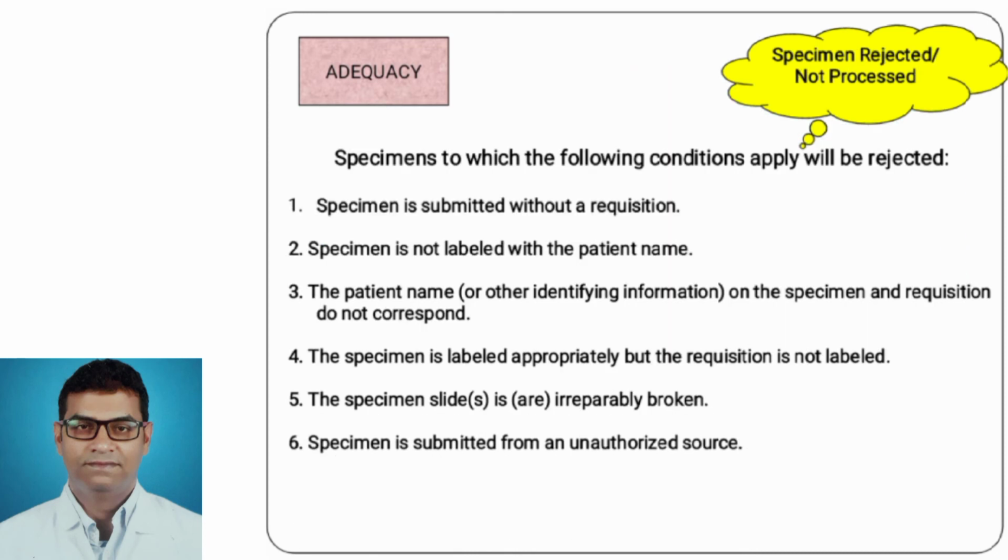Specimens to which the following conditions apply will be rejected. One is a specimen submitted without a request. Second, not properly labeled with the patient name, or the patient name or other identifying information on the specimen and request do not correspond, or the specimen is labeled appropriately but the requisition is not labeled. The specimen slides are irreparably broken. The specimen is submitted from an unauthorized source.